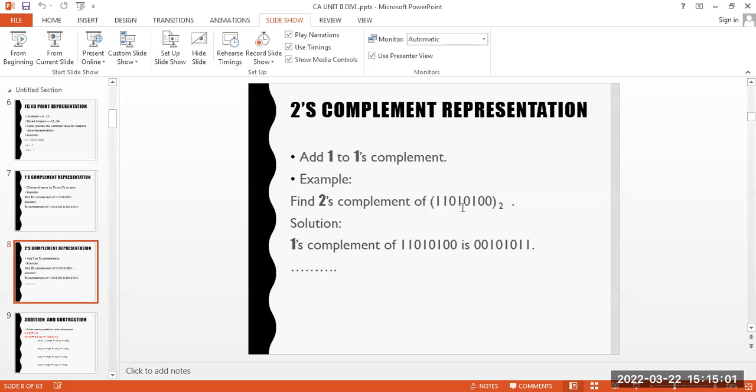In this example, we have to find the two's complement of 11010100. For this number, we first calculate the ones complement by just converting zeros to ones and ones to zeros. Finally, we add 1 to get the two's complement.